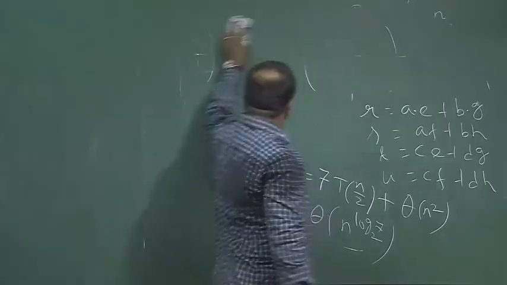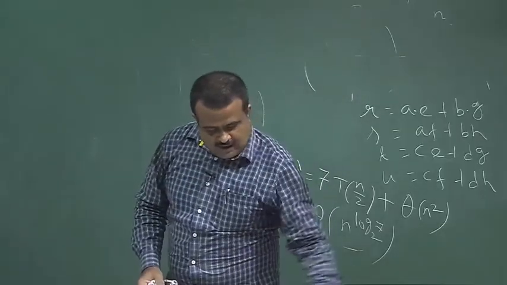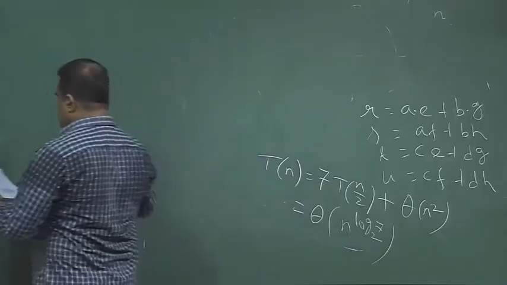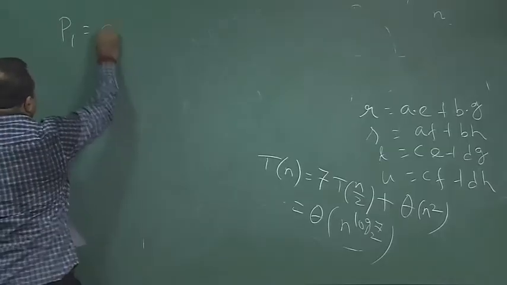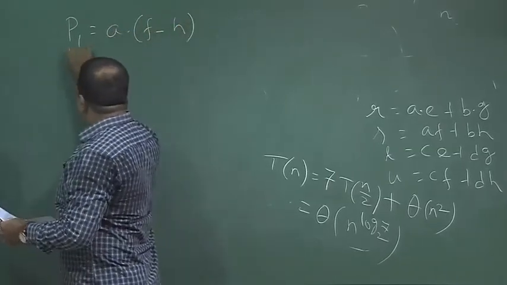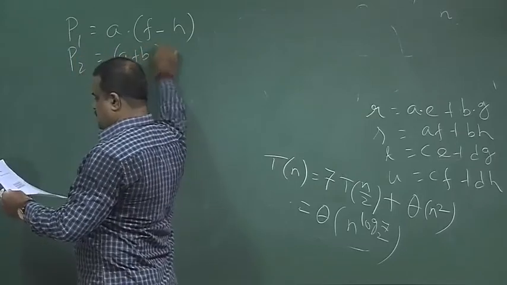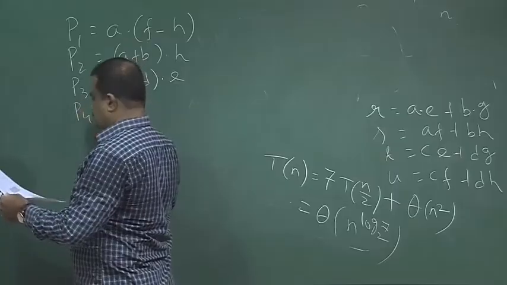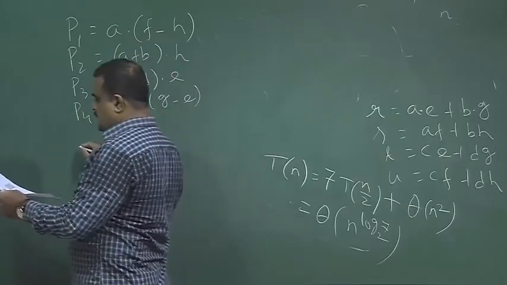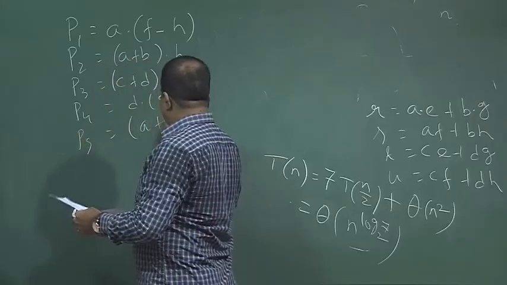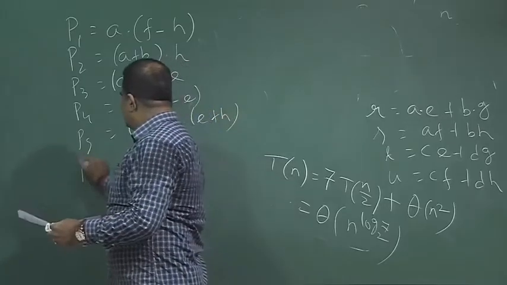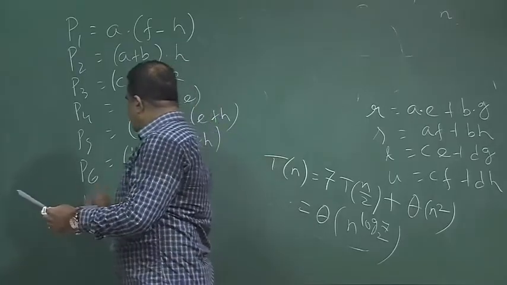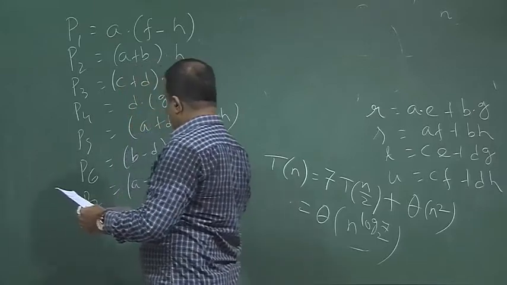So, we will discuss Strassen's idea. How is Strassen able to reduce the multiplications at the cost of more additions? For that, Strassen computes some intermediate terms. P2 and so on, 7 terms in all. P4 is D into G minus E, P5 is A plus D into E plus H, P6 is B minus D into G plus H, P7 is A minus C into E plus F.